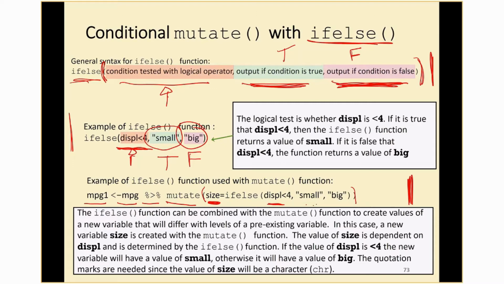The first argument evaluates every record in the data frame MPG and asks the question, is the displacement less than 4? If the answer to this logical test is true, then size is going to be equal to the word small. Alternatively, if this logical test is performed and the answer is false, then big is going to be the value of size. Note the quotation marks here. That's because we're creating a variable that is a character.